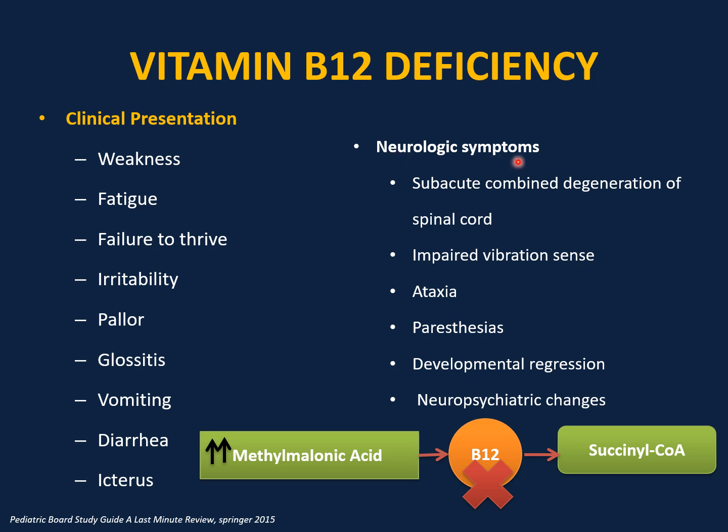The reason is unclear, but it is suggested that B12 deficiency decreases the conversion of methylmalonic acid to succinyl-CoA. So accumulation of methylmalonic acid in the central nervous system will affect the myelination process. This can be associated with subacute combined degeneration of the spinal cord, impaired vibration sense, ataxia, paresthesia, developmental regression, and neuropsychiatric changes.